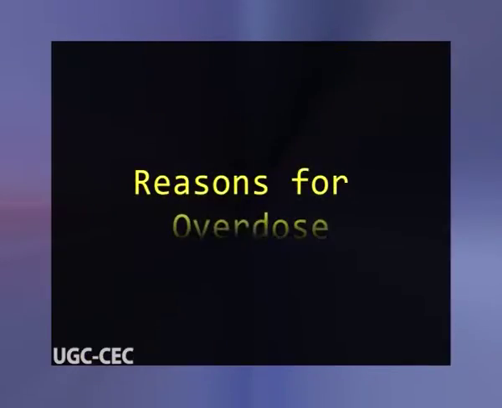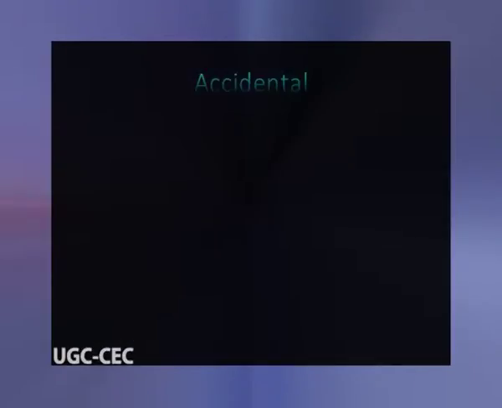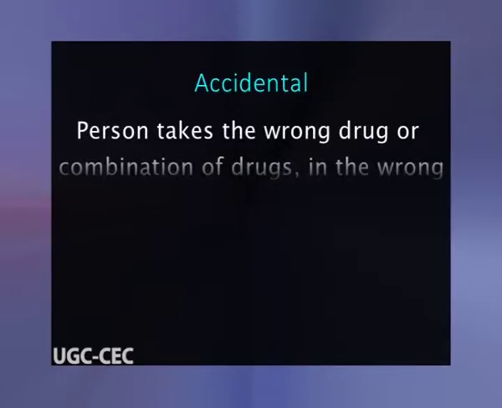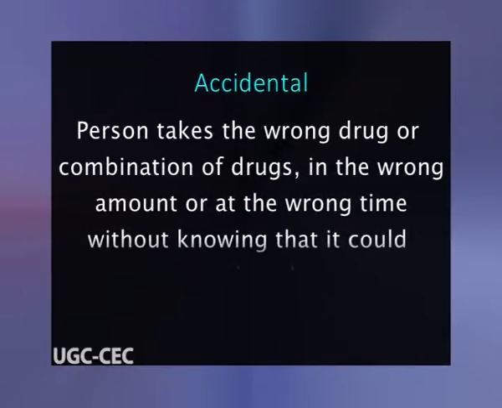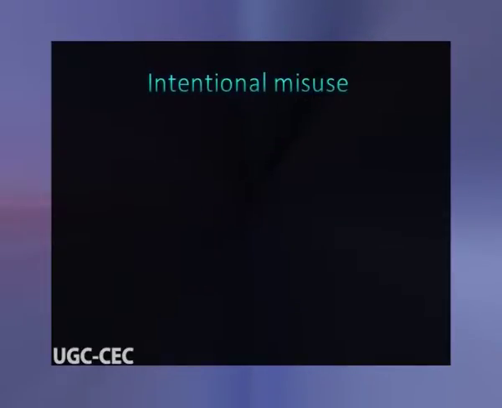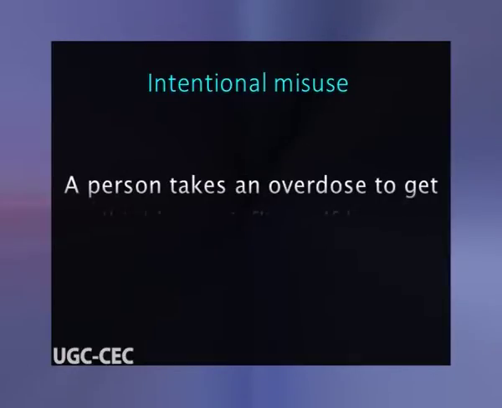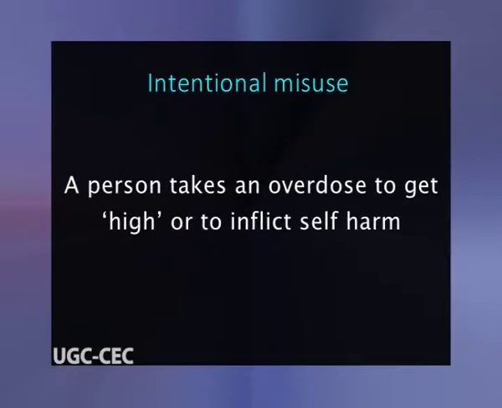Next is reasons for overdose. Taking an overdose may be accidental. A person takes the wrong drug or combination of drugs, in the wrong amount or at the wrong time, without knowing that it could cause them harm. Intentional misuse: a person takes an overdose to get high or inflict self-harm.